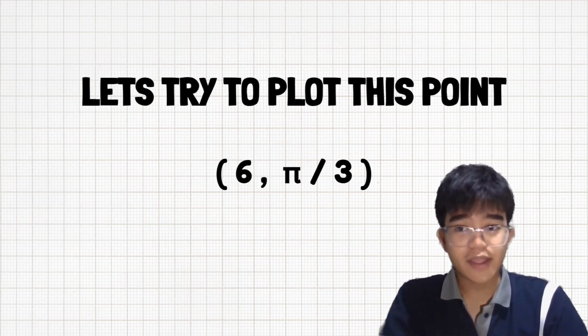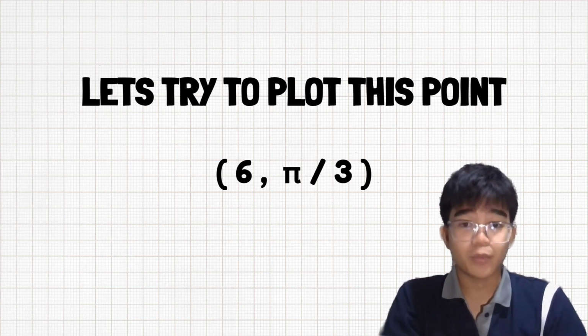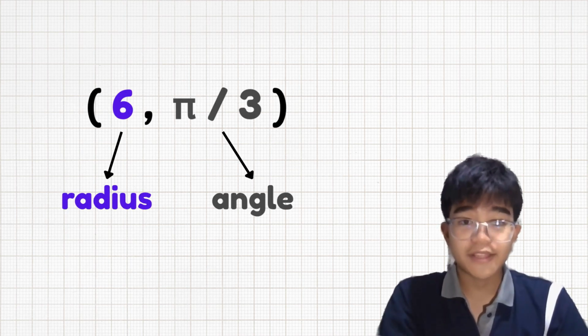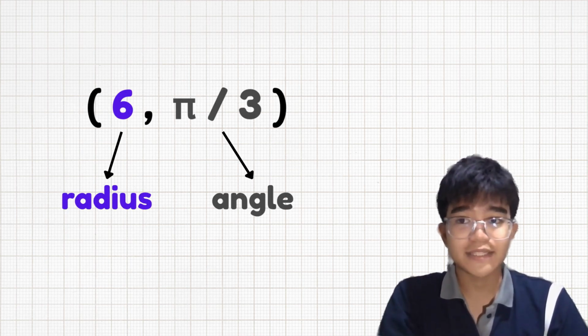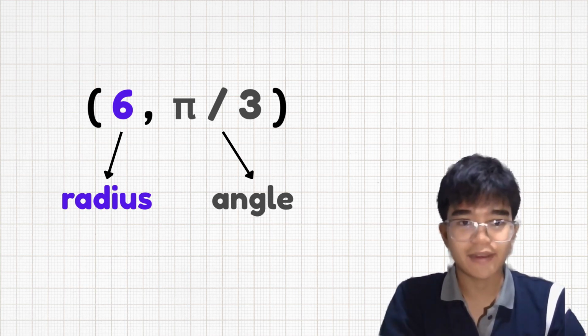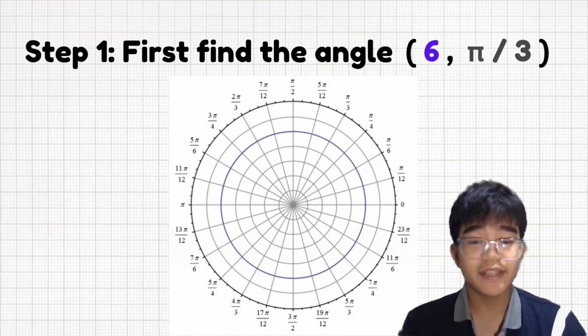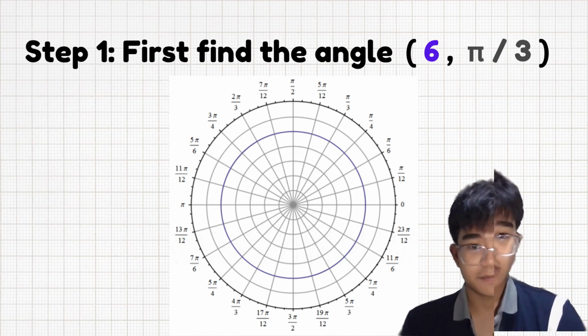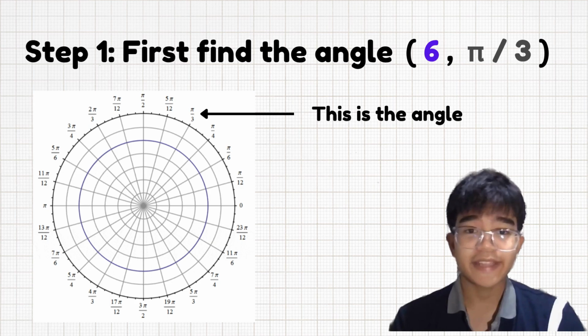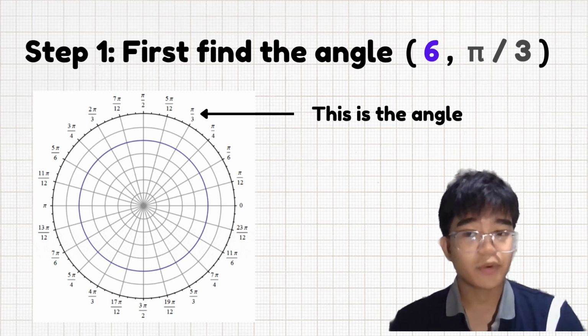Now, let us try to plot this point. We have 6 and pi over 3. As we recall, 6 is our r or our radius, and pi over 3 is our theta or our angle. The first step that we will do is to first find the theta or the angle. So our angle is located here. And note that our angle is pi over 3.